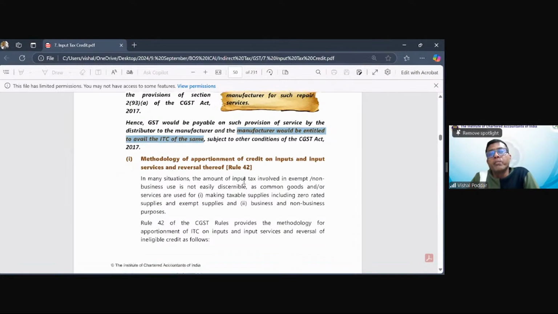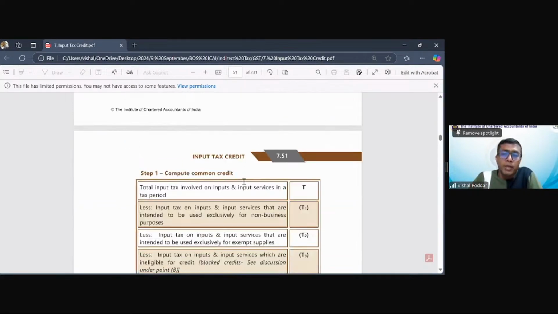Now we come to the main part, Rule 42 and Rule 43. What are 42 and 43 dealing with? We just saw Section 17(1) and (2). 17(1) said, if I'm using my goods or services for non-business purpose, I should reverse the ITC proportionately. And where my output or my sales includes taxable and exempt, again I have to reverse the ITC which is applicable to the exempt supply.